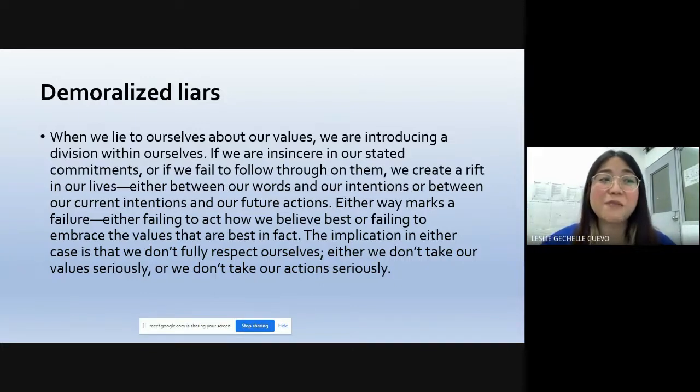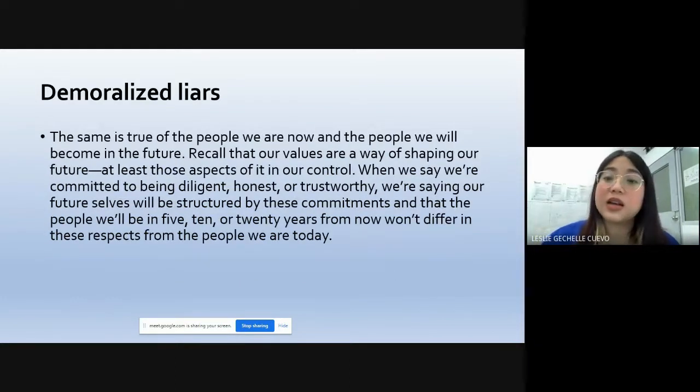Kasi nga, hindi ka palaging nagsasabi ng totoo. At pag hindi ka nagsasabi ng totoo sa sarili mo, then hindi mo nirerespeto sarili mo. If you tell something honest about others, then you also respect them. You show them respect. So either we don't take our values seriously or we don't take our actions seriously. The same is true of the people we are now and the people we will become in the future. Kaya nga nabanggit natin kanina na kung papaano tayo na-mold ngayon, magiging ganun tayo in the future.